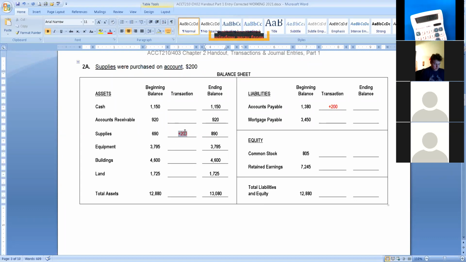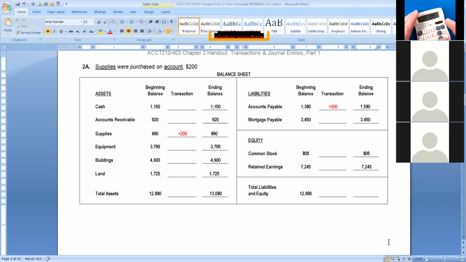You kind of knew that, if you had 200 in the assets, it's going to bump that up by 200. Now, same thing's happening on this side. We no longer owe 1380, we owe 1580. So this side should be the same. $13,080.